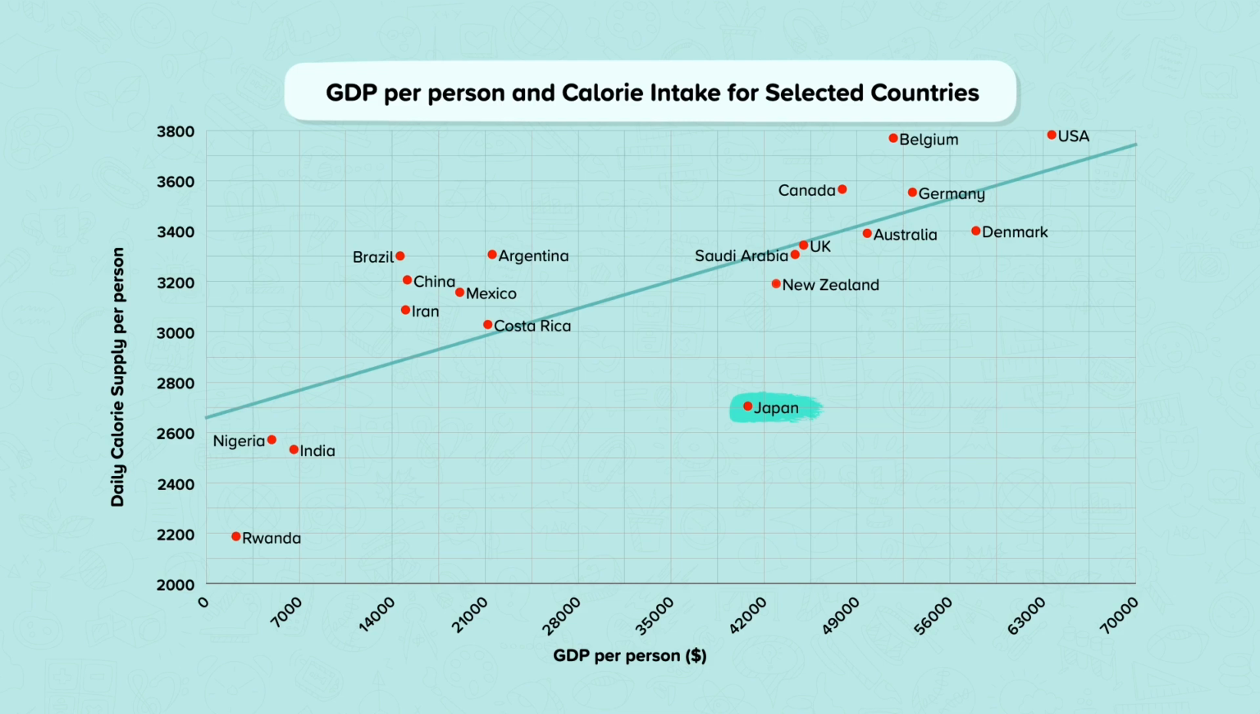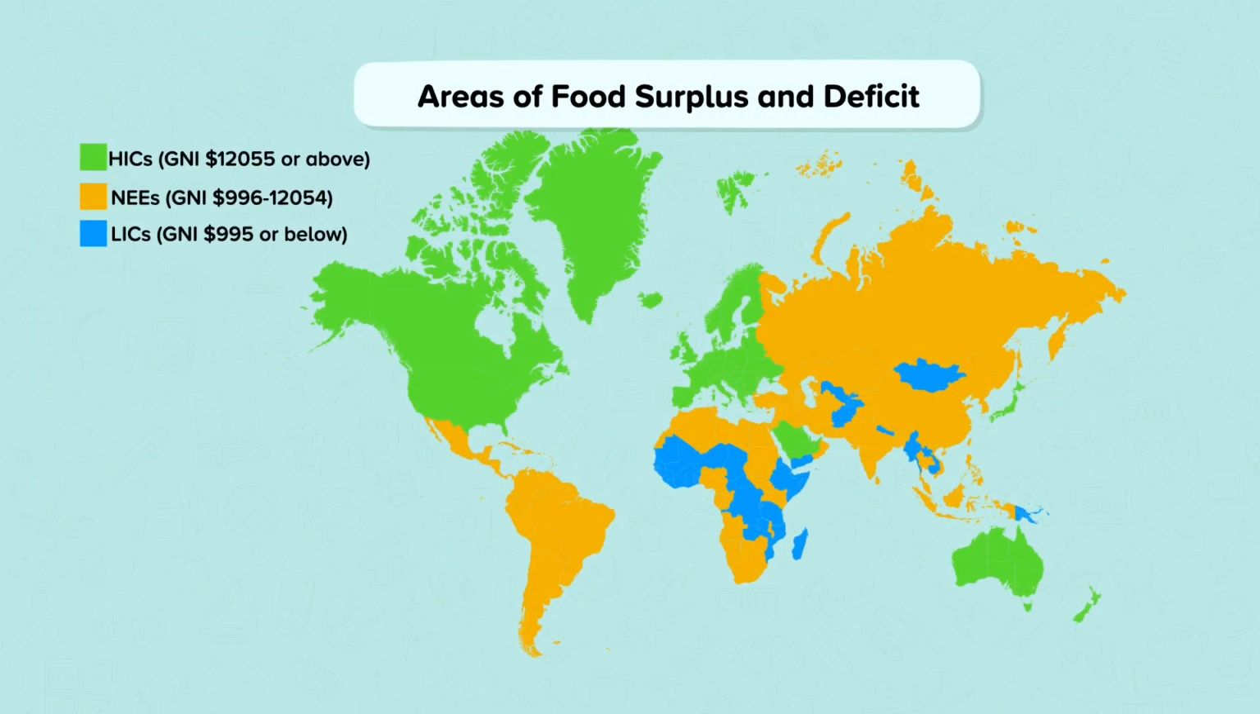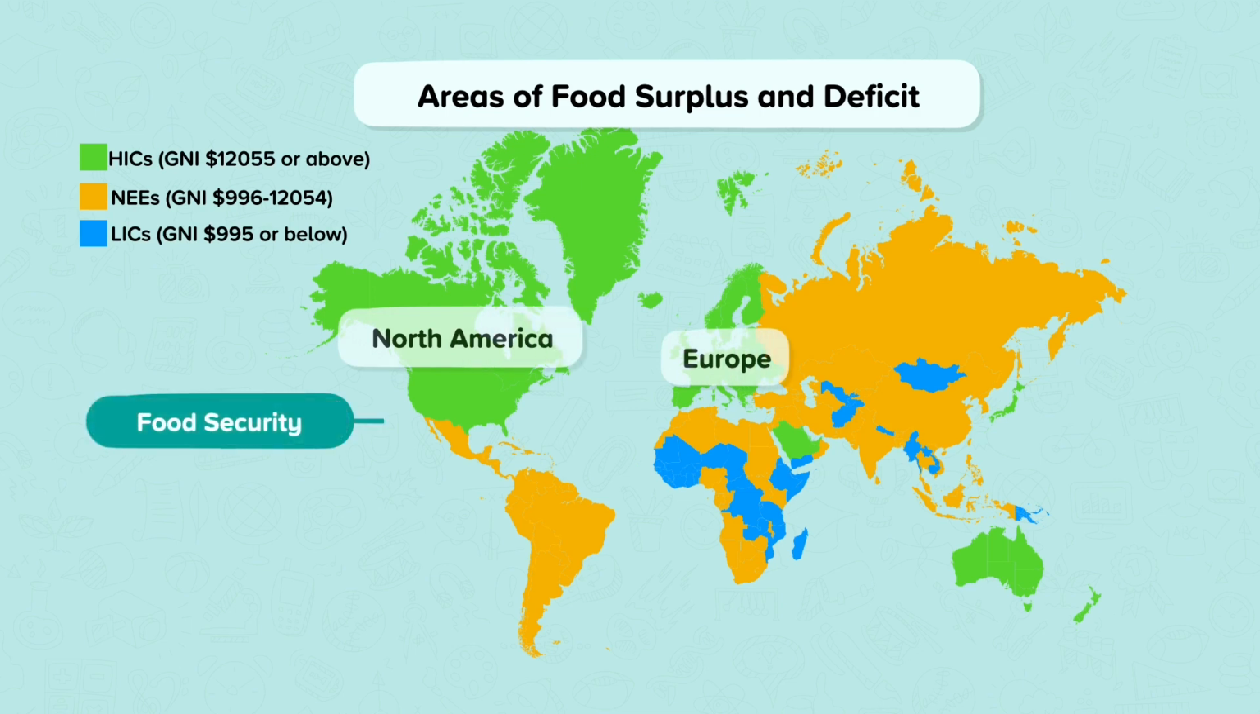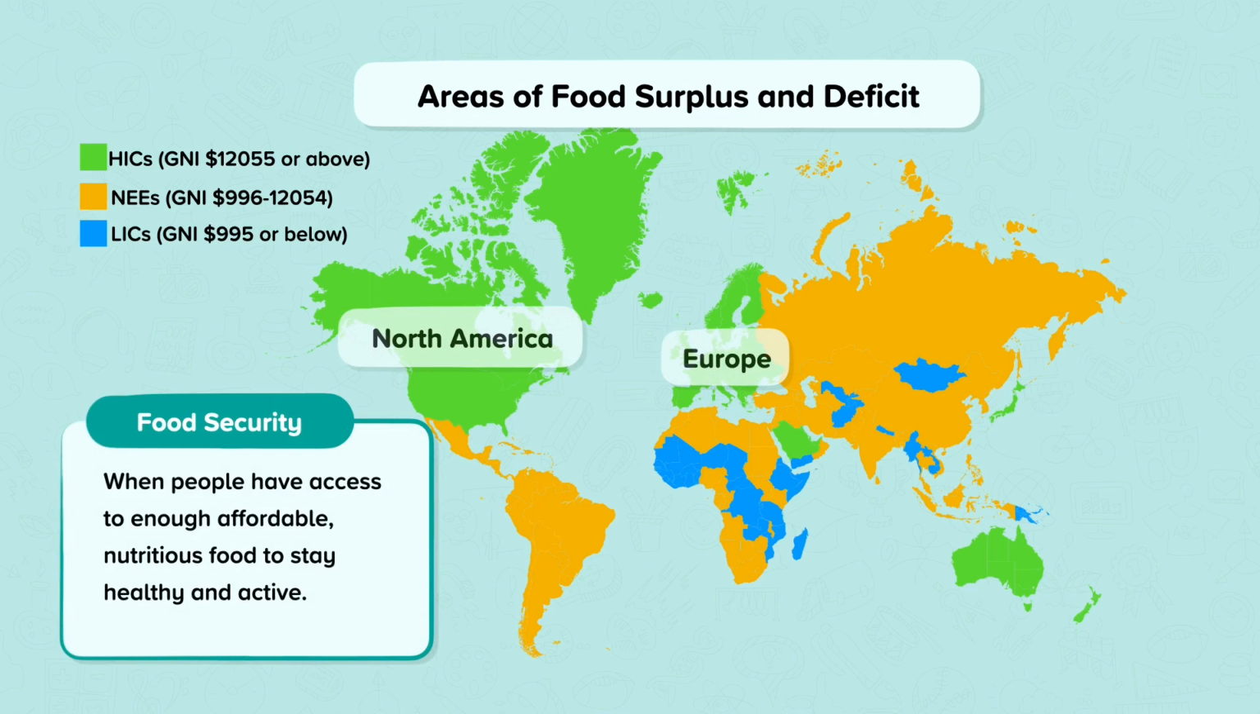Countries that produce or import more food than is needed have a food surplus and have achieved food security. These are often the more economically developed nations, or HICs, such as in Europe or North America. Food security is defined as when people have access to enough affordable, nutritious food to stay healthy and active.